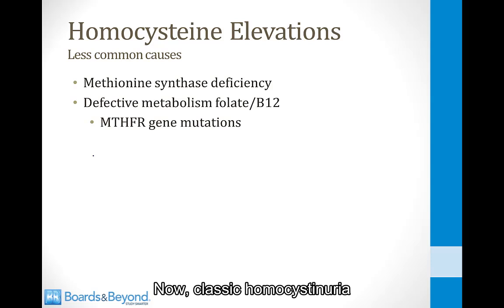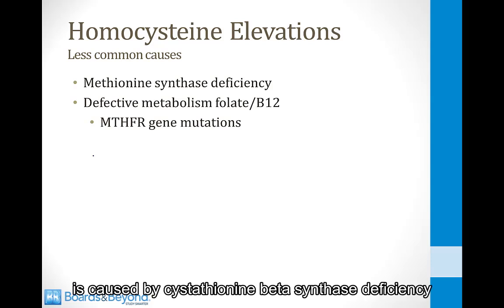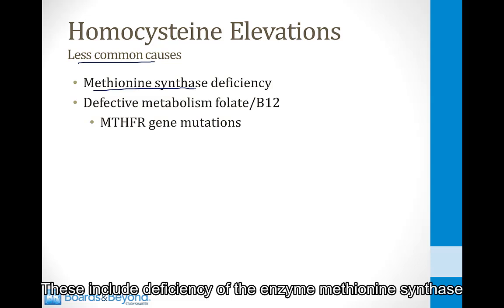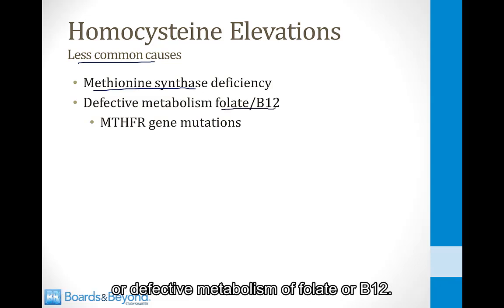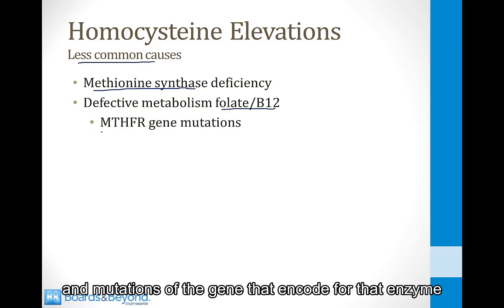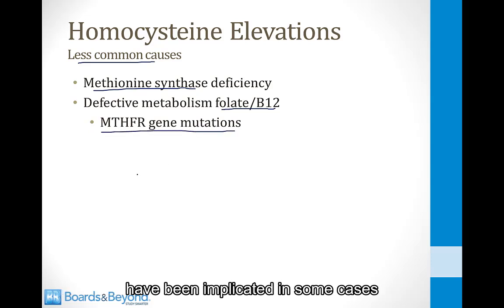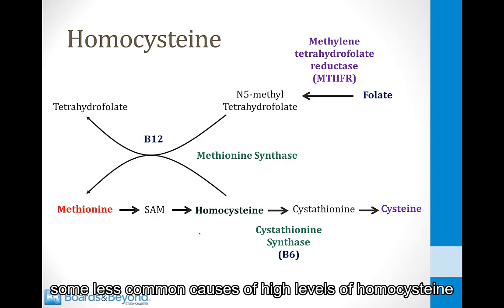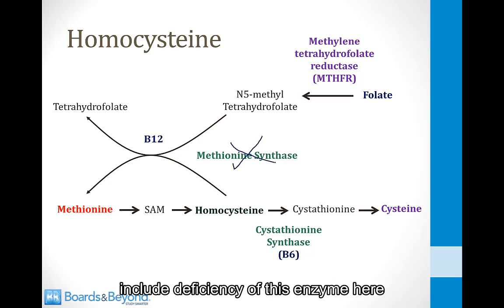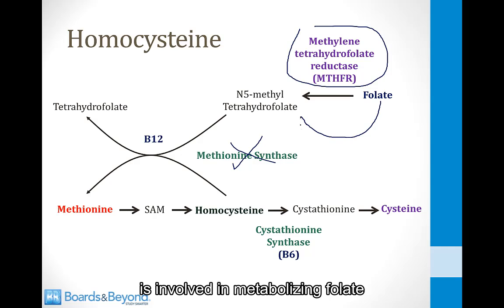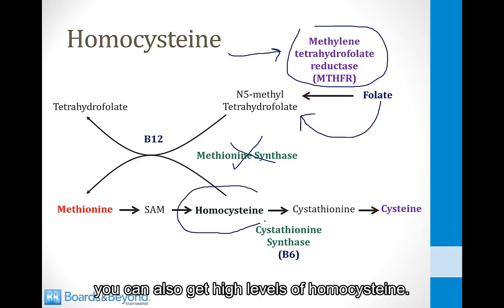Now, classic homocystinuria is caused by cystathione beta synthase deficiency, but there are some less common causes. These include deficiency of the enzyme methionine synthase, or defective metabolism of folate or B12. Specifically, there is an enzyme called methylene tetrahydrofolate reductase, and mutations of the gene that encode for that enzyme have been implicated in some cases of high homocysteine levels. If we go back to this slide again, some less common causes of high levels of homocysteine include deficiency of this enzyme here, and then methylene tetrahydrofolate reductase is involved in metabolizing folate into N5-methyl tetrahydrofolate. So if this enzyme is dysfunctional, you can also get high levels of homocysteine.